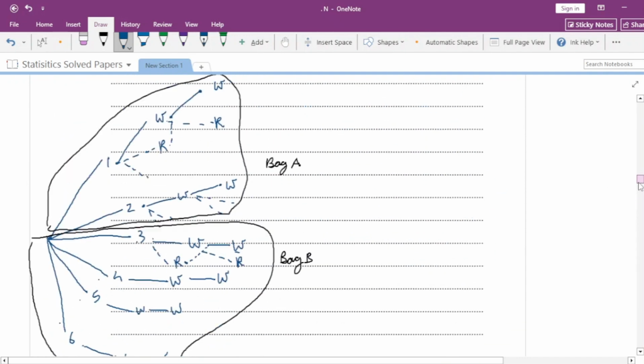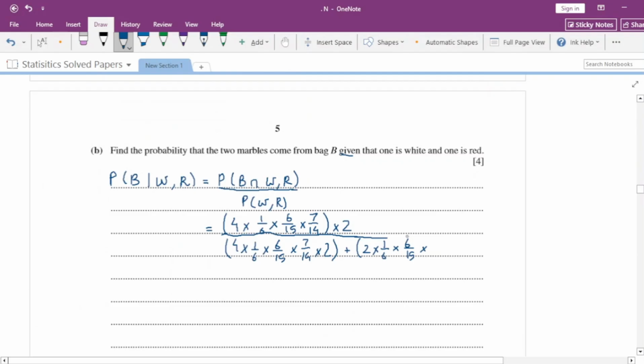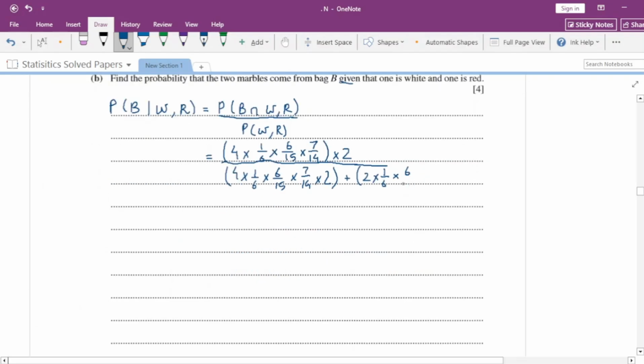Oh wait, for the white it is 8 marbles, right? So this would be 8 over 15 for the white marbles. And then for the red marbles, it would be 4 over 14, because we have removed one marble, of course. And then multiply this again by 2, because you could pick red first and then white, or white first and then red. And that completes the denominator. And then we can calculate all of this. That would be 0.724 as your final probability.